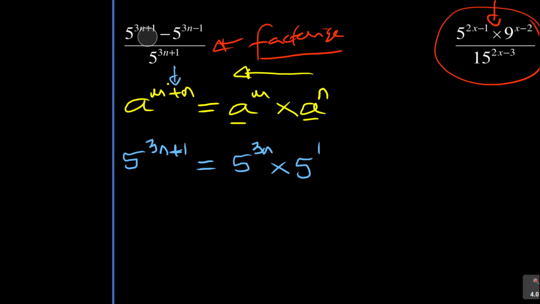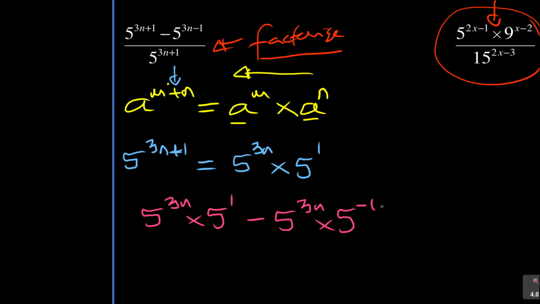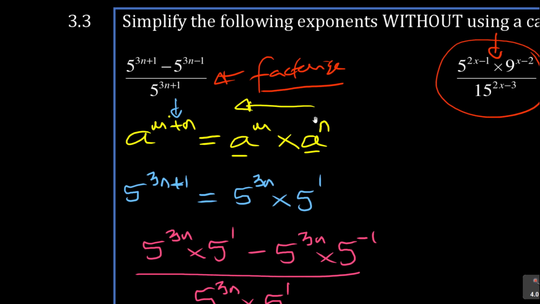This whole thing here will now become, using that same method, 5 to the power of 3n times 5 to the power of 1 minus 5 to the power of 3n times 5 to the power of negative 1, divided by 5 to the power of 3n times 5 to the power of what? Of 1.